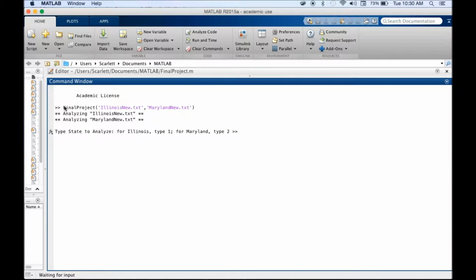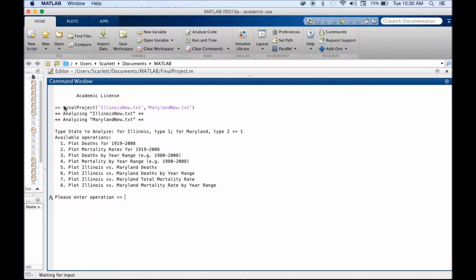And the user gets to input 1 or 2 depending on whether they want to analyze the data for Illinois or for Maryland. I'm going to start with the Maryland data, and then the user gets 8 operations: plot deaths, plot mortality rates, plot deaths by year range, where the user inputs the year they want to start, plot mortality by year range, and then the user enters the year they want to start.